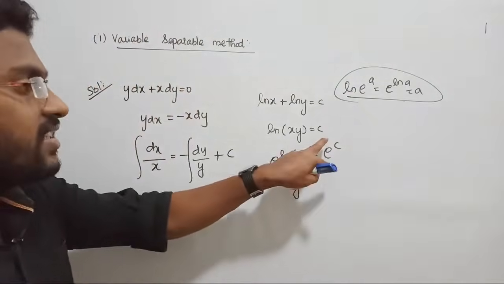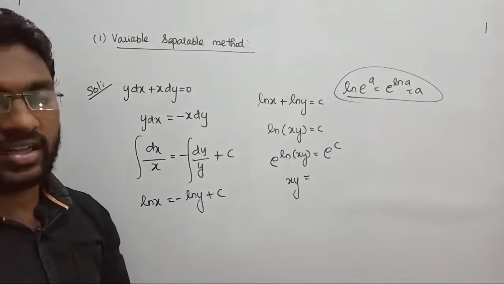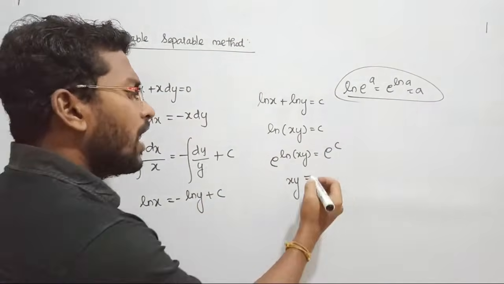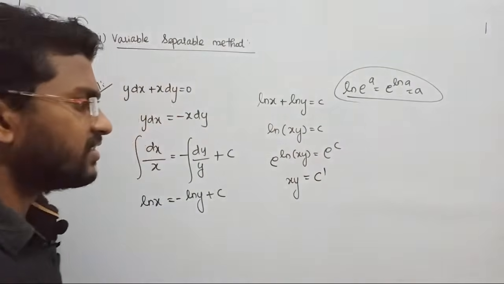See, already c is a constant. So e power c is a constant. If you take the exponential of a constant, again you are going to get a constant only, so let us consider c dash.